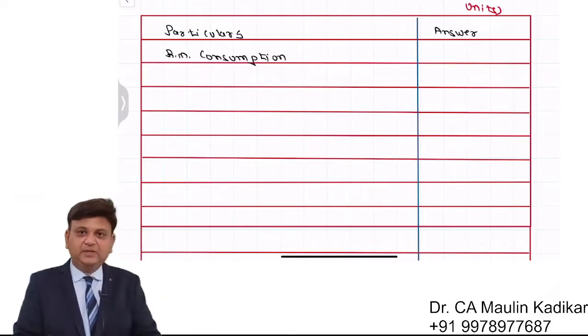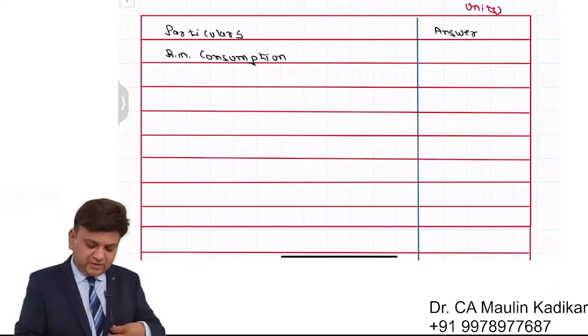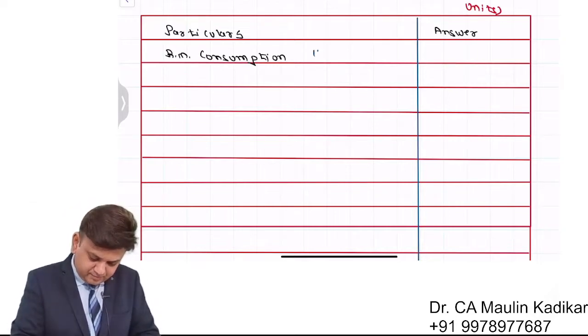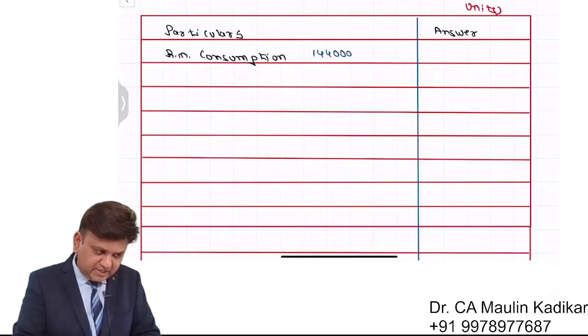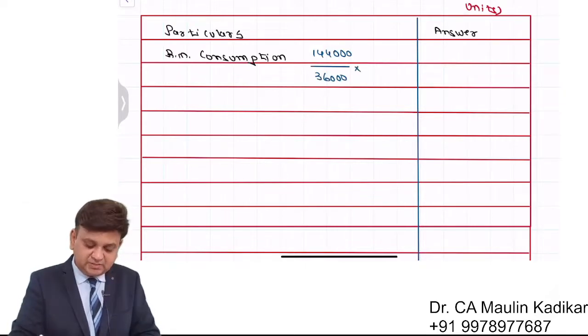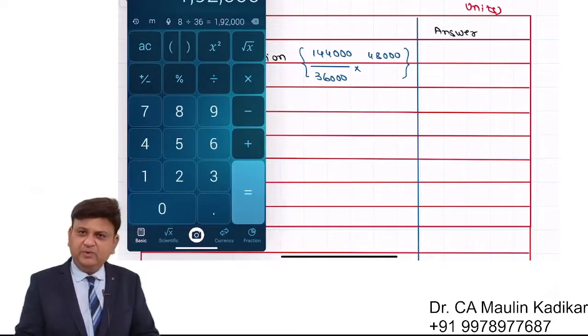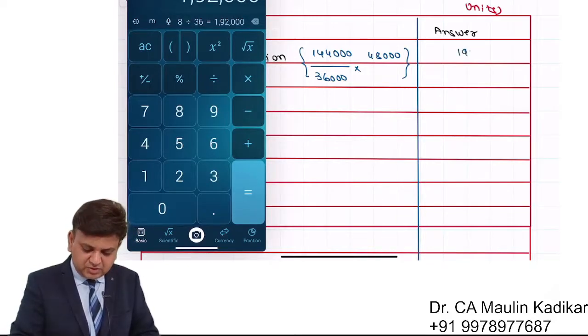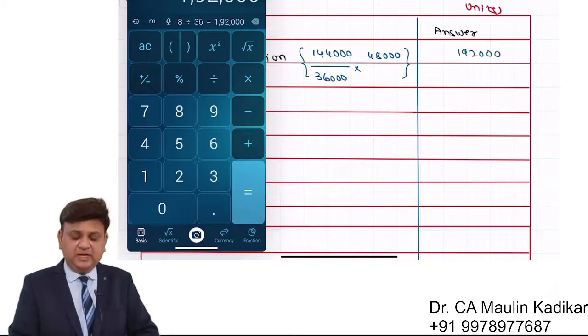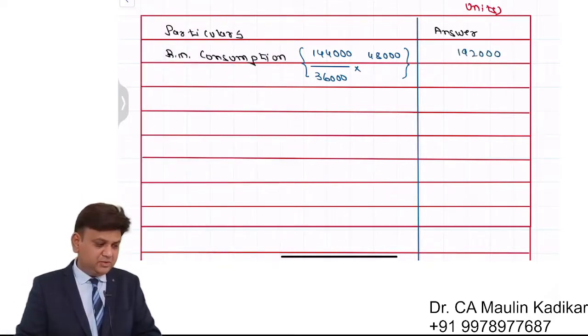The raw material consumption is given to us in the question as 1,44,000 rupees. It is for how many units? 36,000. So the consumption of raw material for 48,000 units is required to be found by you. So 1,44,000 into 48,000 divided by 36,000 would be 1,92,000, because the cost of direct material is an absolutely variable cost.